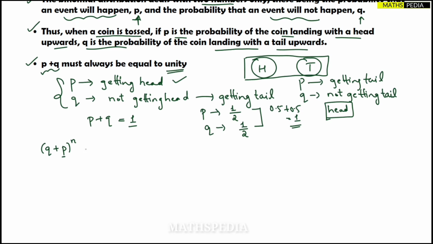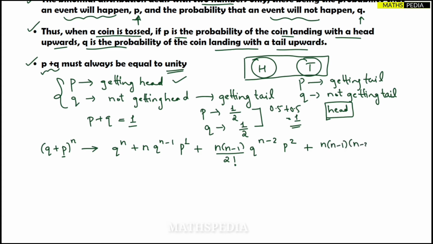The expansion of Q plus P whole to the power n will be Q power n, plus n Q power n minus 1 P, plus n into n minus 1 by 2 factorial into Q power n minus 2 P square, plus n into n minus 1 into n minus 2, whole thing divided by 3 factorial, Q power n minus 3 P power 3, plus so on. If you observe the pattern here, the power of Q is getting decreased. What is n? n is nothing but the number of trials.